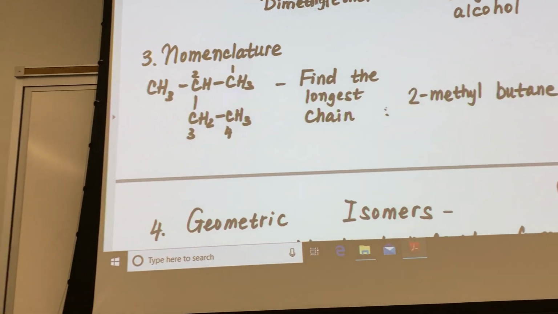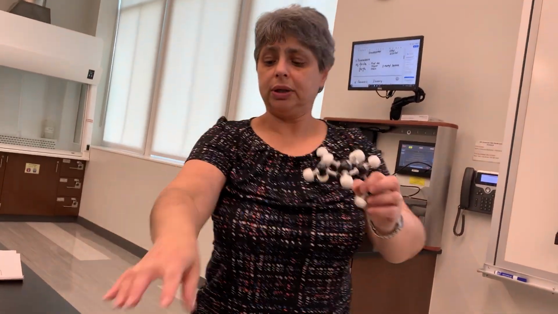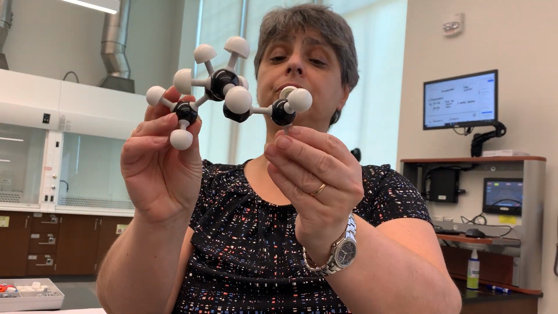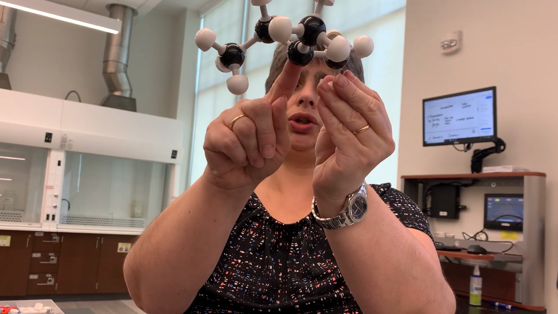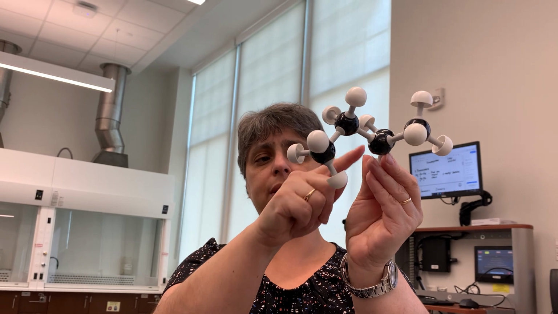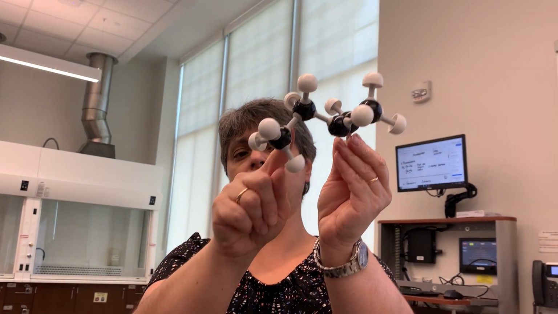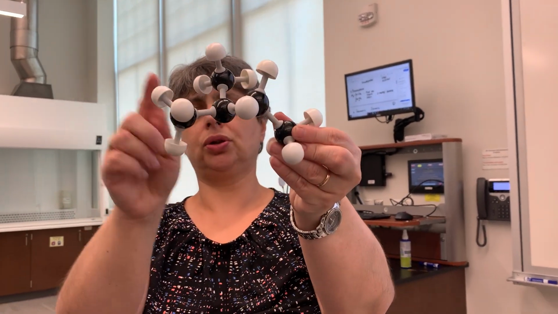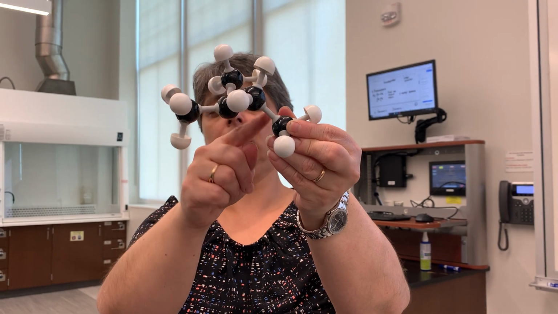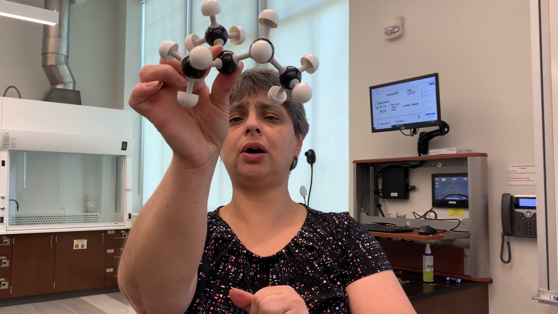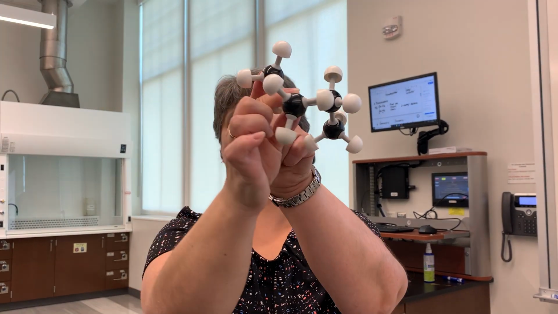And I went ahead and I made models for this. So we can take a look at this. So let's first count, right? 1, 2, 3, 4. So I have 4 carbons in my main chain. Let me turn it around this way. So 1, 2, 3, 4. And this is my 2nd carbon right there. I'm holding onto it right now. This is the 2nd carbon off of which I have an extra methyl group.